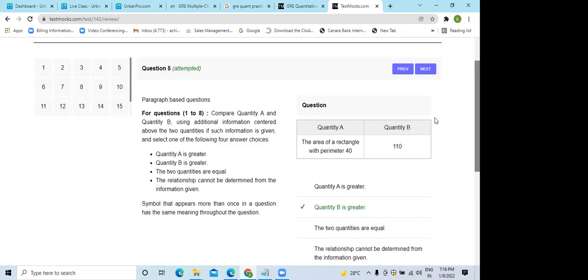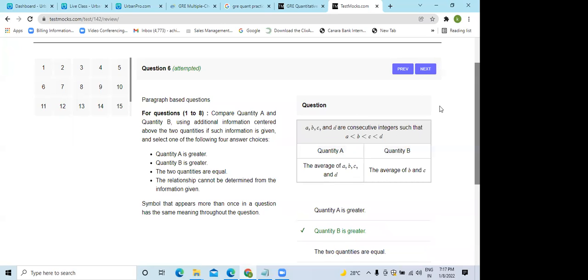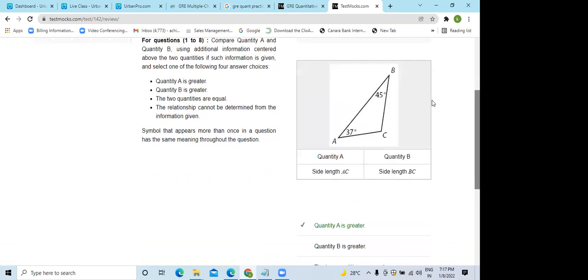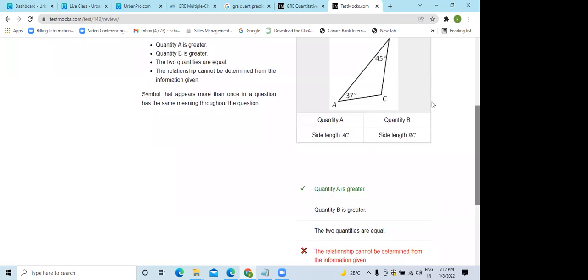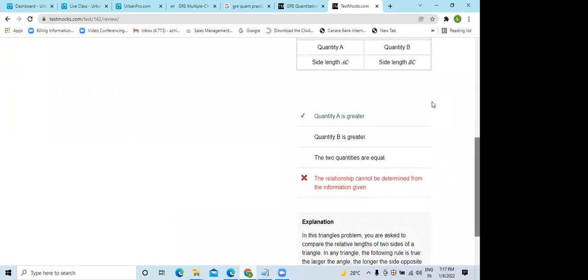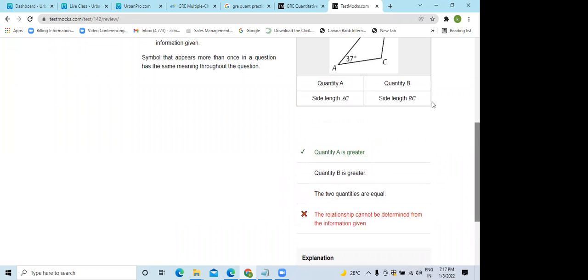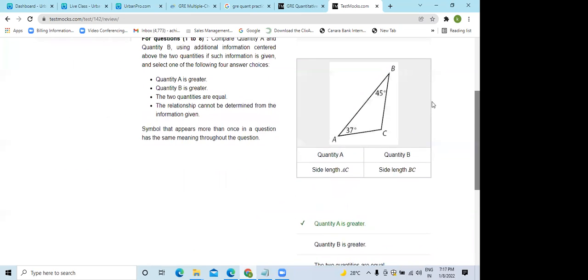No problem. And area of rectangle, perimeter, also that seems to be good, and knowledge on numbers, integers, positive, negative, both are good. So yes, here again is right. Your answer... No, I selected the wrong one. Yeah, the relationship cannot be determined. No, it is quantity A.